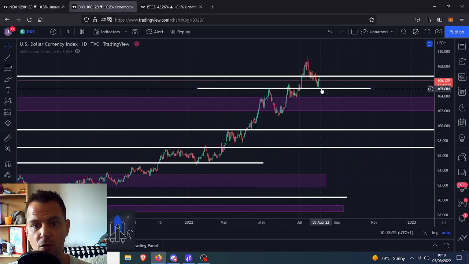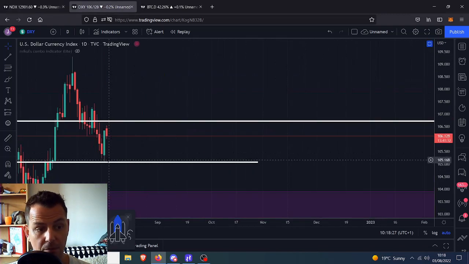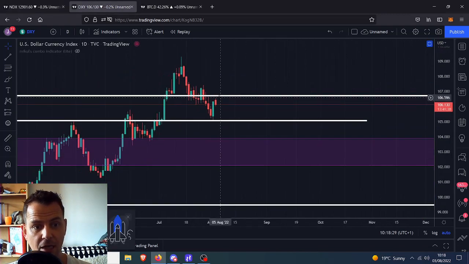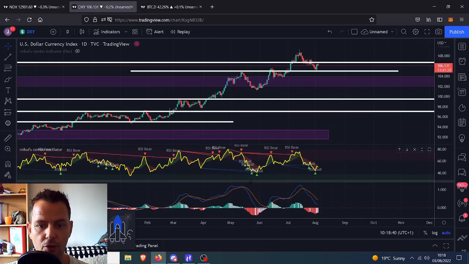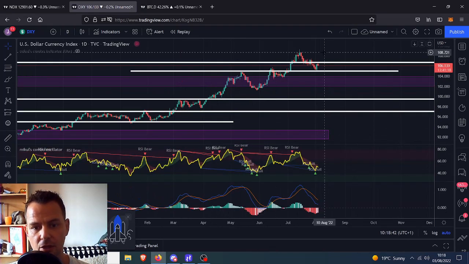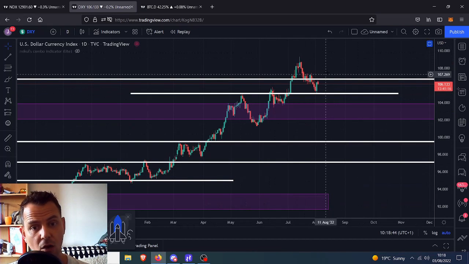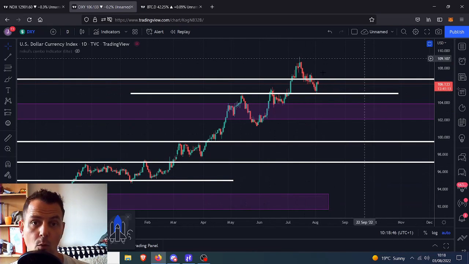Let's have a look at the Dixie. So we got that bounce yesterday exactly on that area, and moved up more or less to the 106.6. So that's working out as well. This is a strong uptrend with hidden bullish divergence in play, so I would expect this to break out of here one way or another.